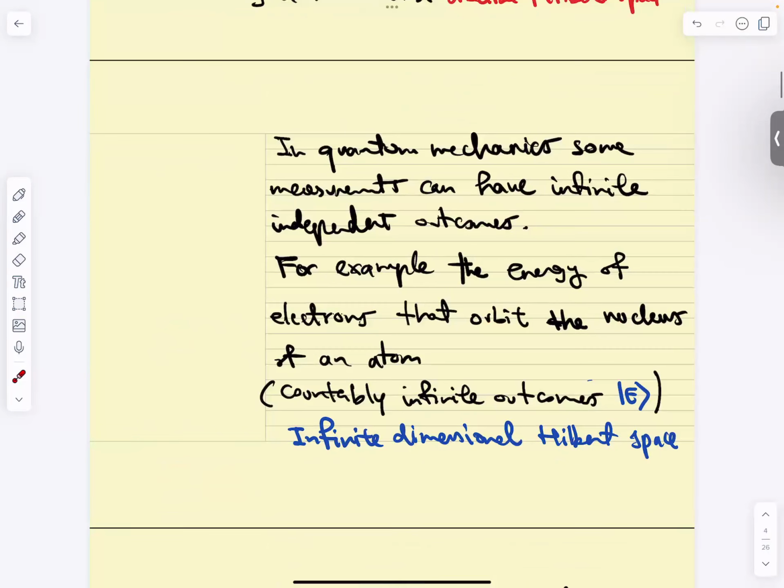Now, in quantum mechanics, some measurements have infinite independent outcomes. For example, the energy of an electron that orbits the nucleus of an atom has a countably infinite number of outcomes. You have heard about this. Was there a question?